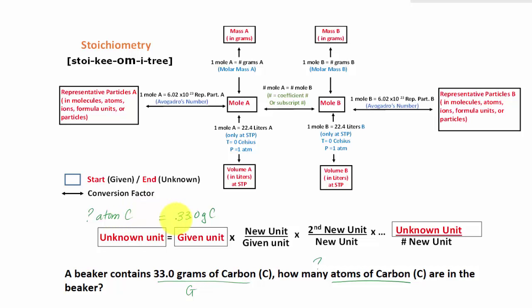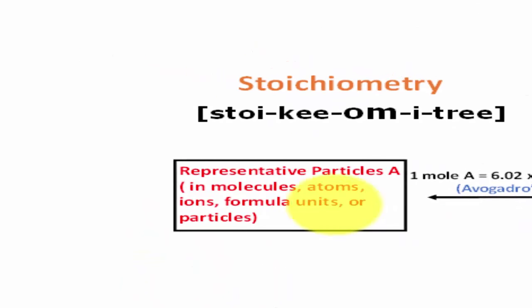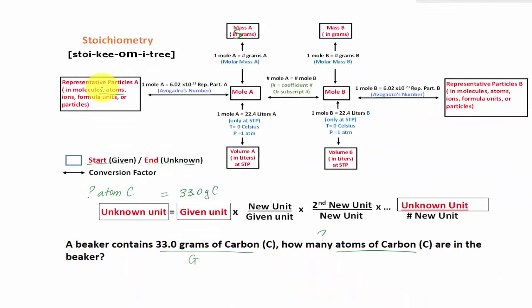So again, we always start from the given and end at the unknown. In this case, the unit is grams, so of course, we always start in side A. So this is where we start. And we end at atoms of carbon. But wait a minute, I don't see atoms anywhere. Here I have represented particles that have mole and volume and grams. And for mass A, look at this closely. Atom is right there. It is part of the representative particle. So it is one of the representative particles. So this is where we end.